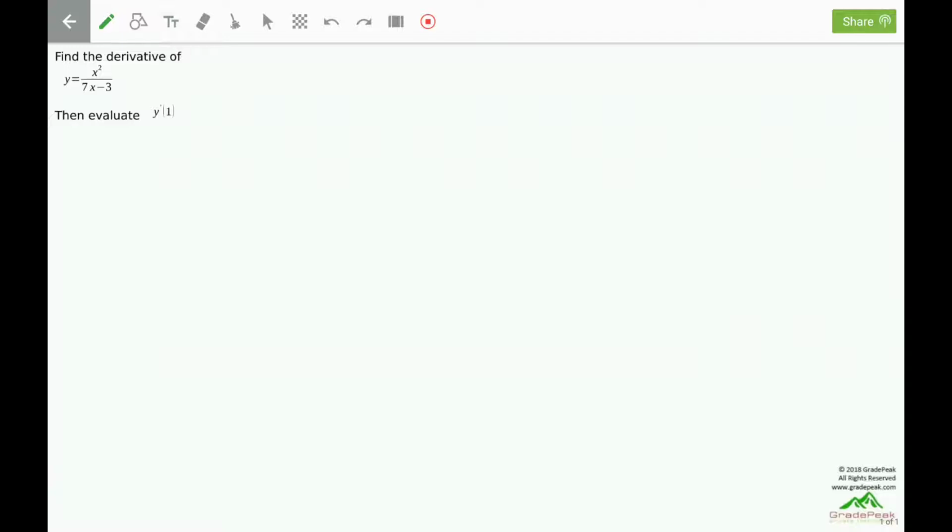Find the derivative of y equals x squared divided by 7x minus 3. Then evaluate y prime of 1. Y here is made up of the quotient, the division, of two separate expressions, x squared and 7x minus 3. Since the denominator has more than one term, added or subtracted, we will have to use the quotient rule.